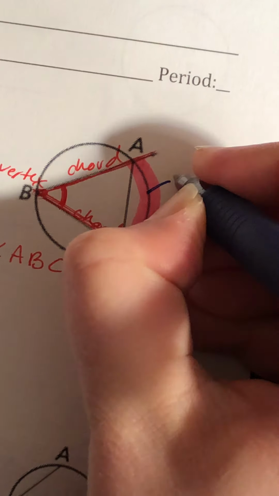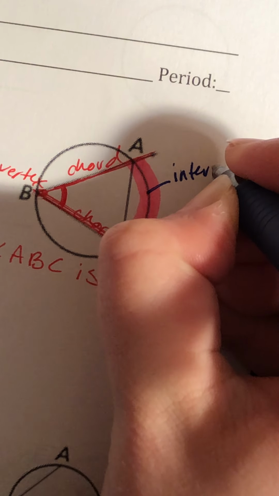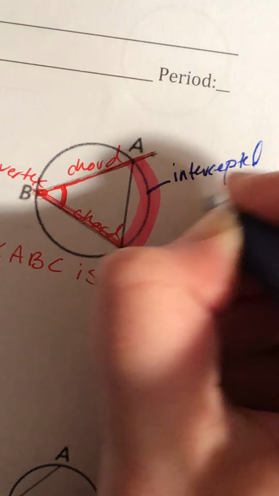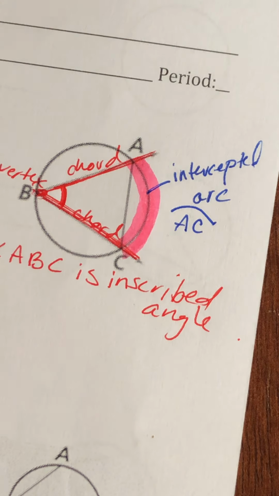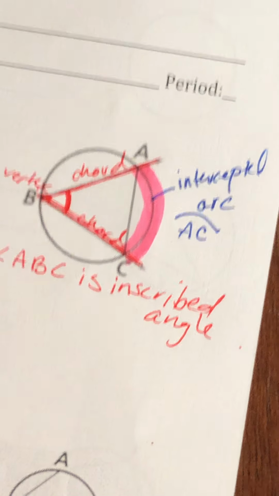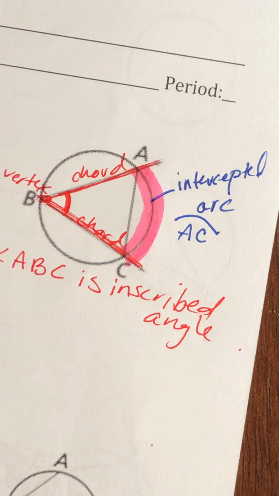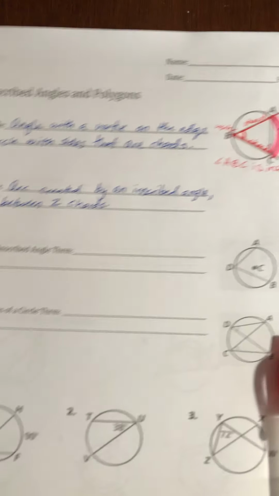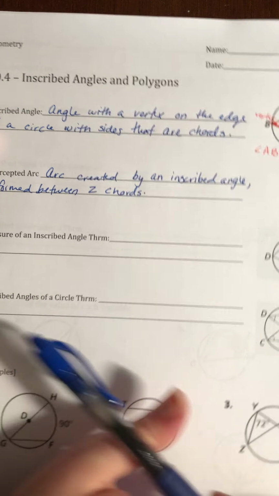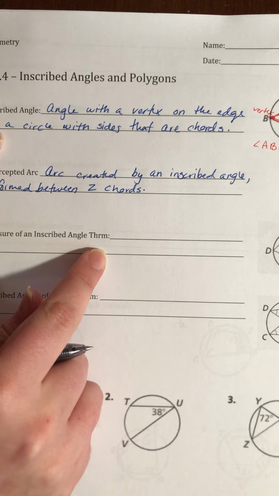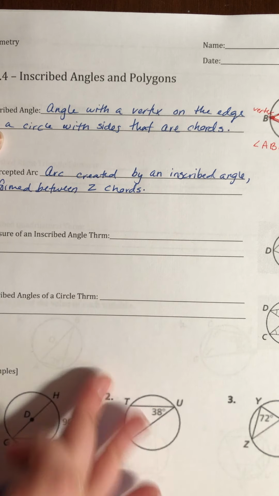So this is the intercepted arc AC, and that's created by the angle ABC. So those are the two pieces that we're going to work with. There is something about the measure of an inscribed angle, and then there's a theorem that goes with it.